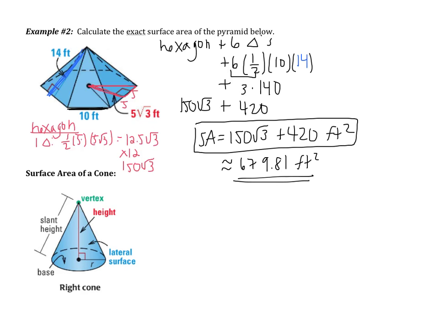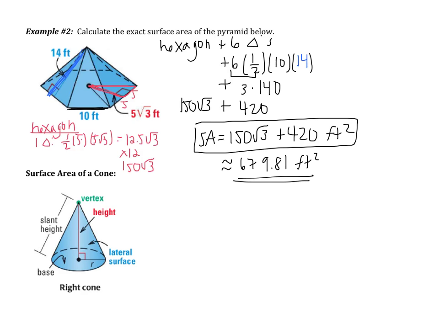Okay, so that's a pyramid, and it should remind you a lot of a prism. So both a prism and a pyramid, you're going to find the faces and add them all up. It gets complicated just remembering how many faces there are, and then when you throw in difficult figures like a hexagon or an equilateral triangle.